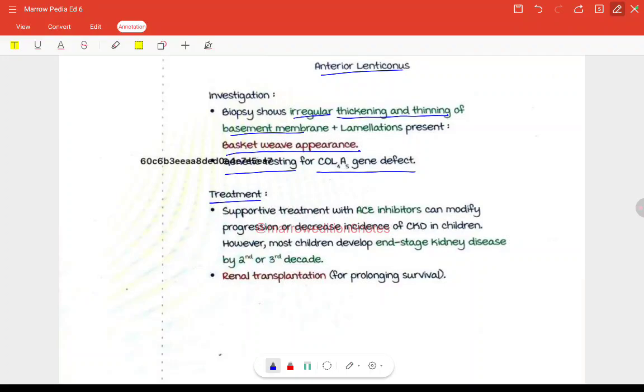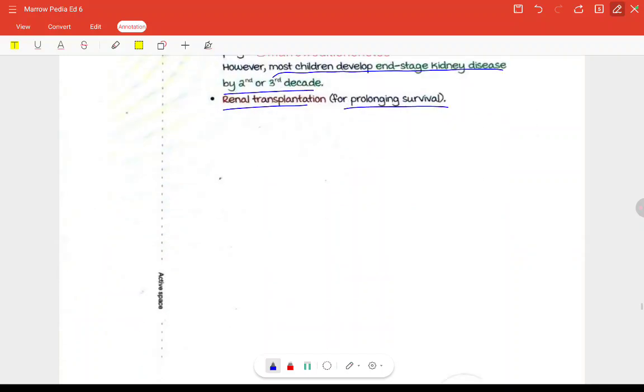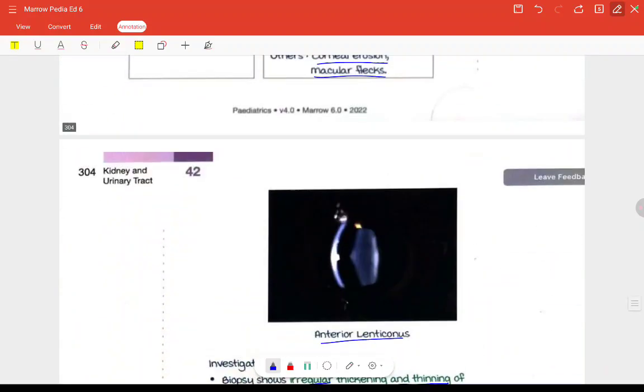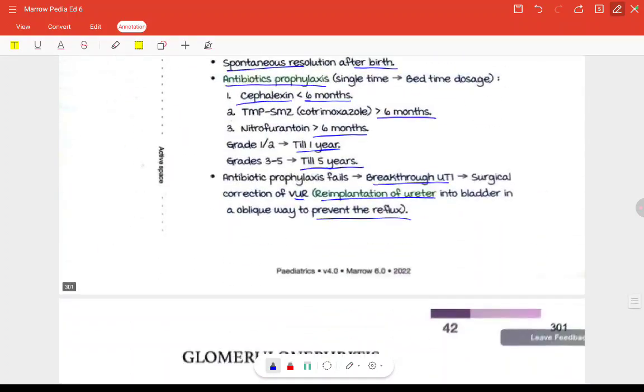Treatment: supportive treatment with ACE inhibitors can modify the progression or decrease the incidence of CKD in children. So ACE inhibitors are given in almost all the kidney diseases that we have read so far. Most children develop end-stage renal disease by the second or third decade itself. And renal transplantation is done for prolonging the survival. So this was all that we read in glomerulonephritis.